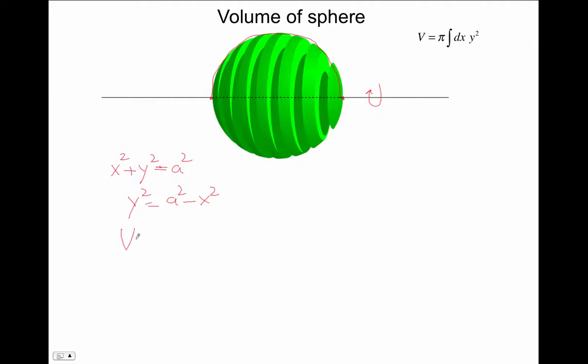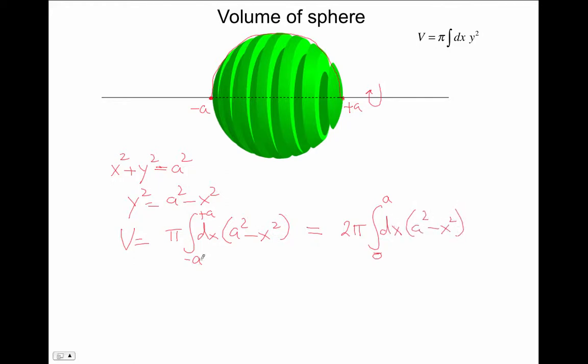Now, that gives us for the volume, V is pi integral dx y squared, which is a squared minus x squared, and x goes from minus a to plus a. In other words, this point here is minus a, this point here is plus a. But let's slightly simplify and write this as 2 pi integral 0 to a dx a squared minus x squared. That's because the integral from minus a to 0 is the same as the integral from 0 to a. This is, of course, an even function.